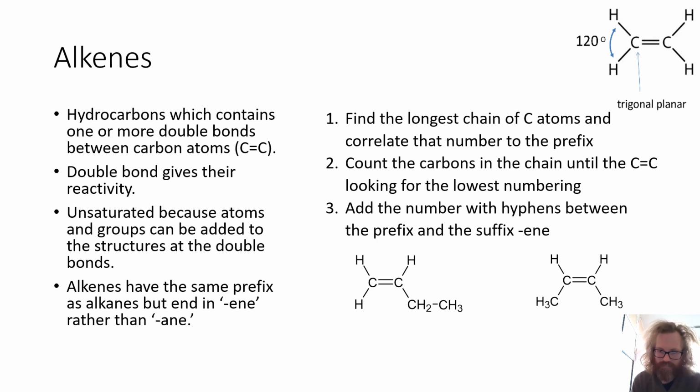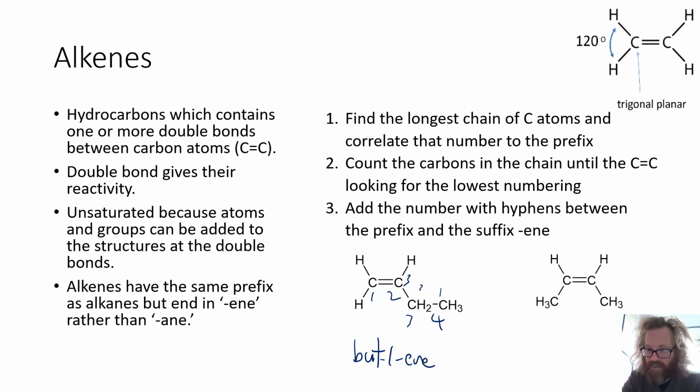So we've got these 2 ones here. We've got 1, 2, 3, 4 carbons, so that is bute. And the lowest numbering is 1, because if I go the other way, it'll be on 1, 2, 3. And the lowest numbering says bute-1-ene.